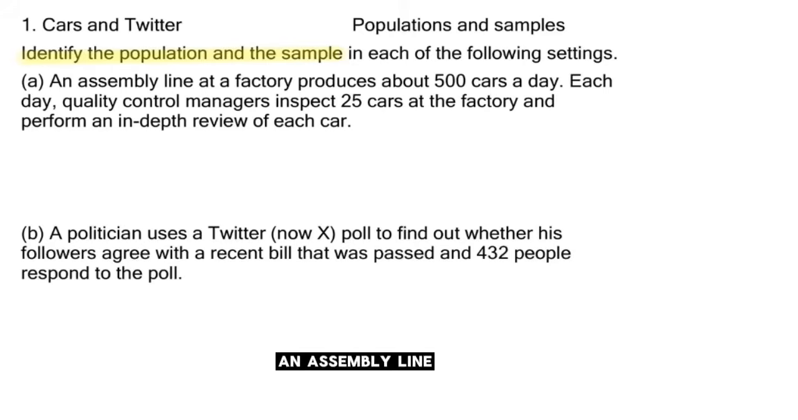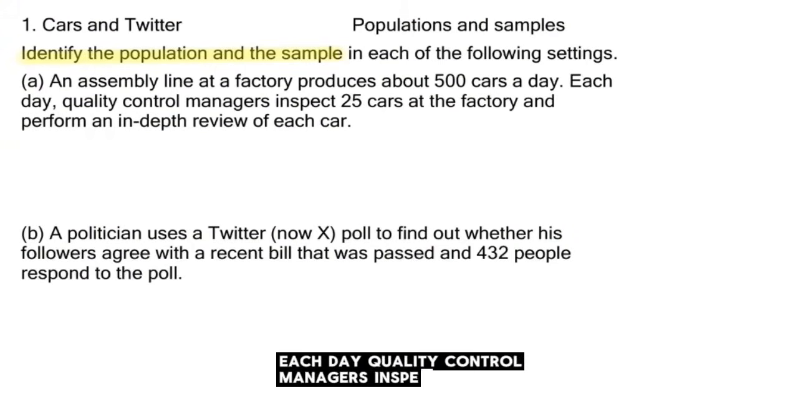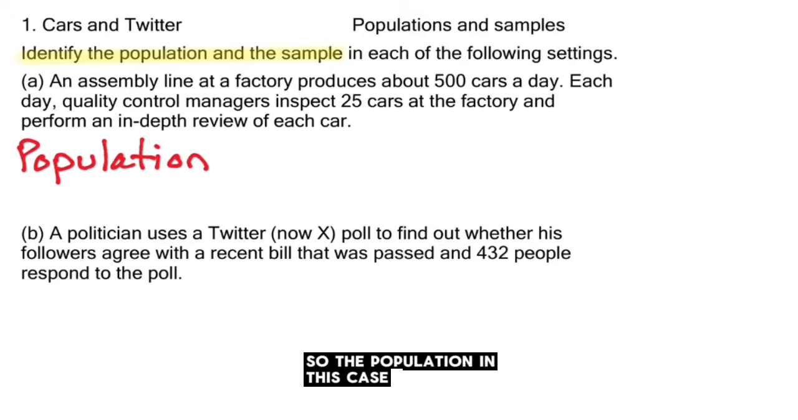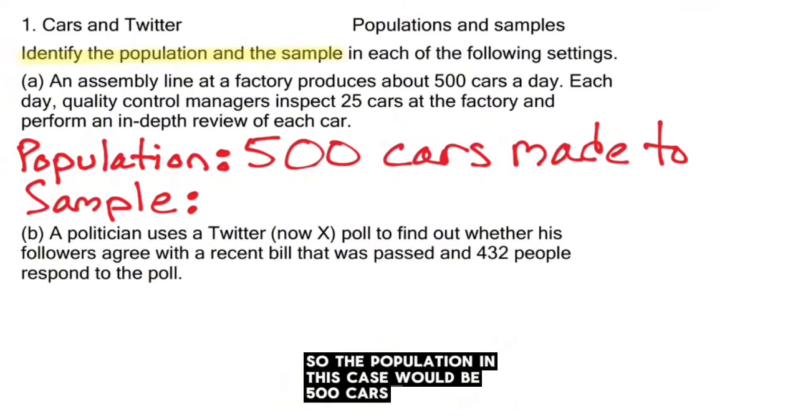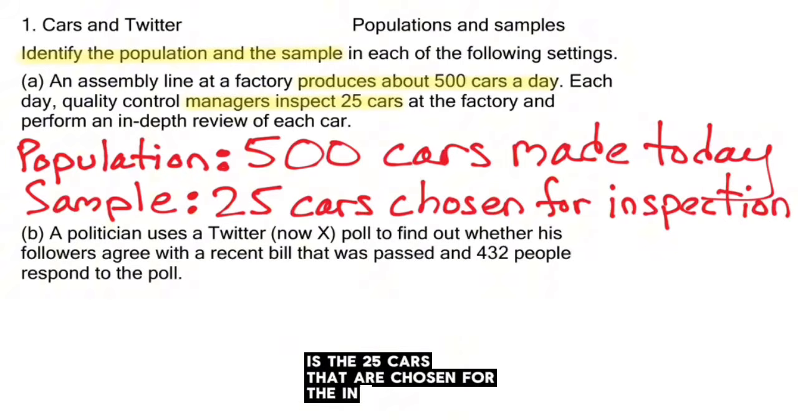An assembly line at a factory produces about 500 cars a day. Each day, quality control managers inspect 25 cars at the factory and perform an in-depth review of each car. So the population in this case would be the 500 cars, and the sample that's being taken is the 25 cars that are chosen for the inspection.